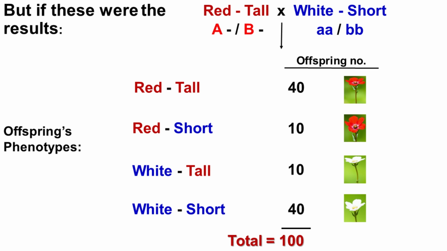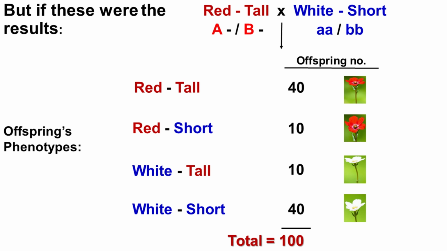In this case, the results will lead us to a different conclusion about the genes involved. As you see, the offspring includes 40 red tall, 10 red short, 10 white tall, and 40 white short plants. Unlike the previous example, we don't see a 1 to 1 to 1 to 1 ratio. Instead, we have two phenotypes, red tall and white short, with higher numbers and the other two with lower numbers. This deviation from the expected ratio suggests that the two genes for flower color and plant height are linked.